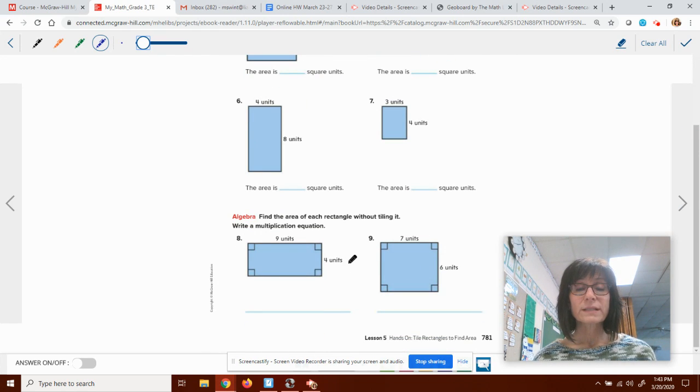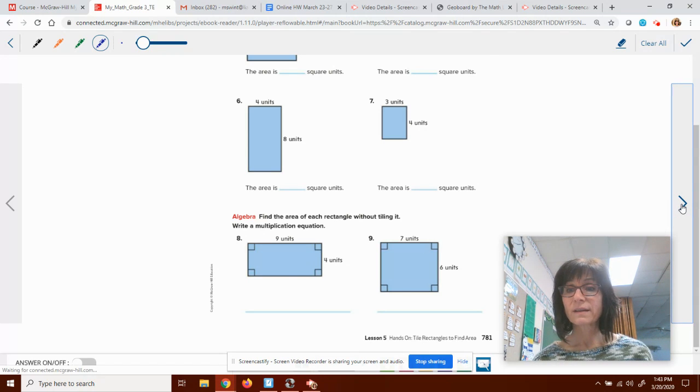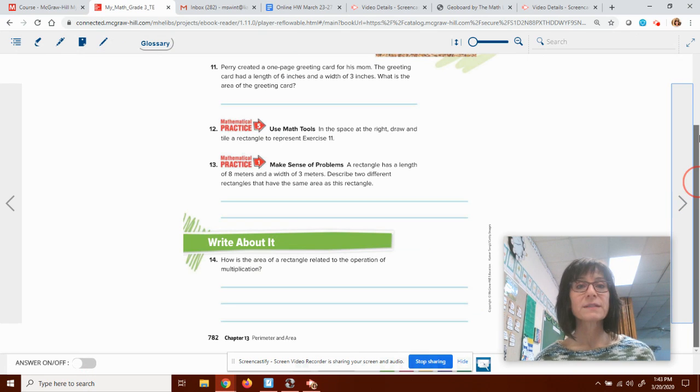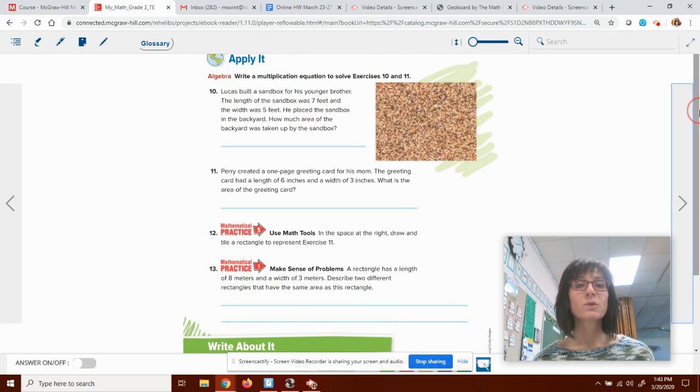Find the area of each rectangle without tiling. That's just what you did up there. Go ahead, turn the page. With this particular page, you are applying your skills now to our word problems.